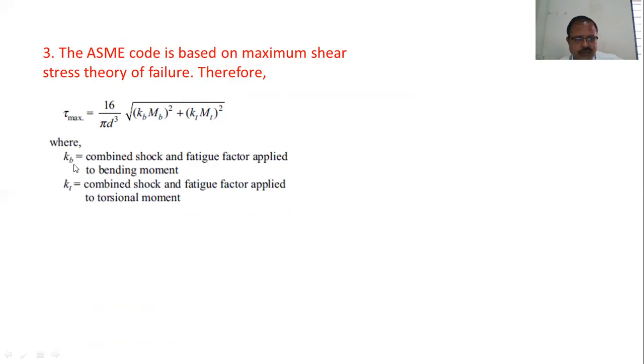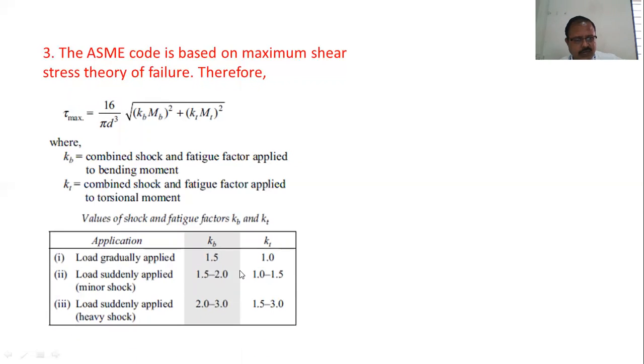Here the meaning of Kb and Kt is given: combined shock and fatigue factor for bending and twisting respectively. The values of Kb and Kt can be obtained from this table, which are based on the type of load applied. If the load is gradually applied, then these values will be taken. If the loads are suddenly applied with minor and heavy shocks, then the values can be taken in this range.